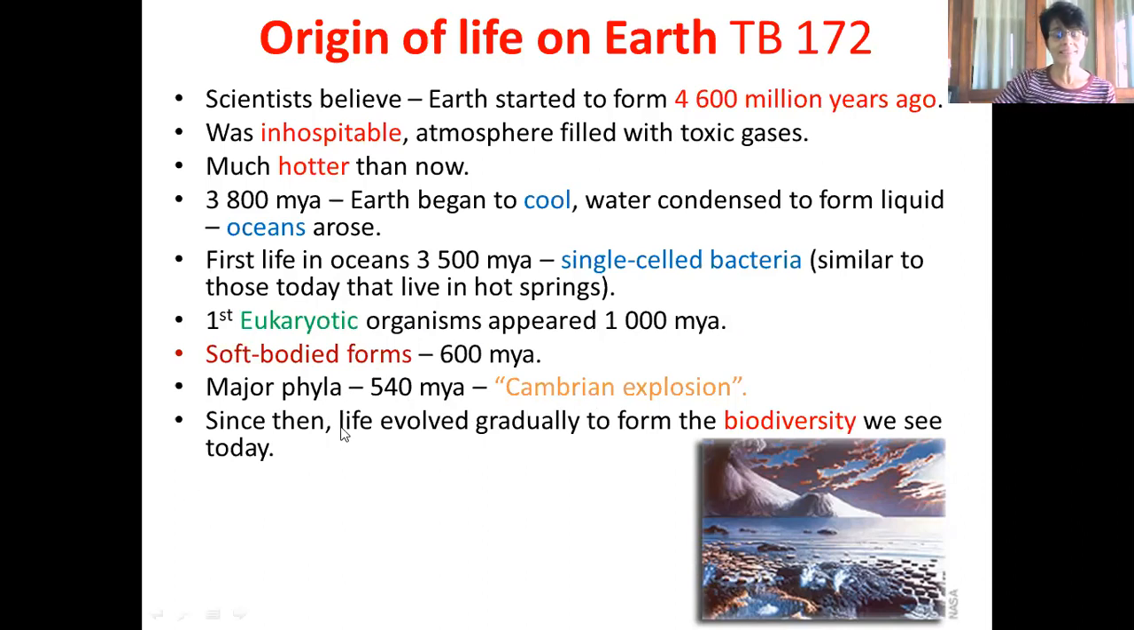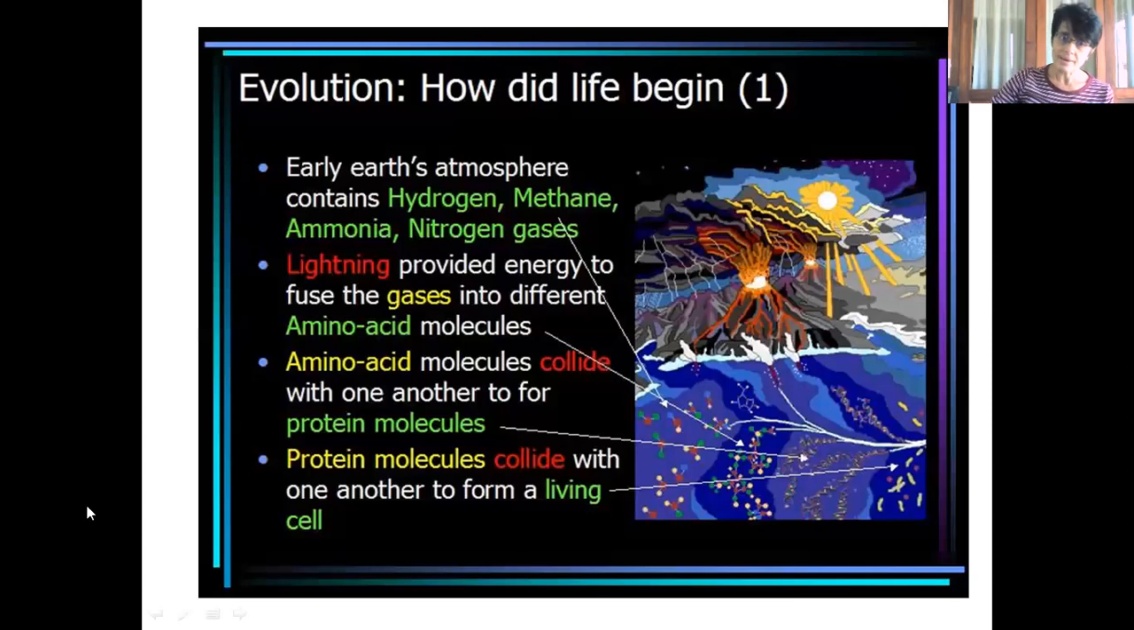And then since then, life has evolved gradually. We're talking about millions of years. It's very difficult to comprehend that amount of time. And we have the biodiversity that we see today. Okay. All right, so here's another diagram.